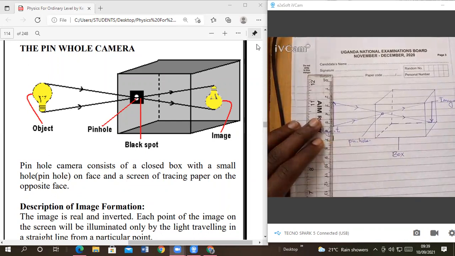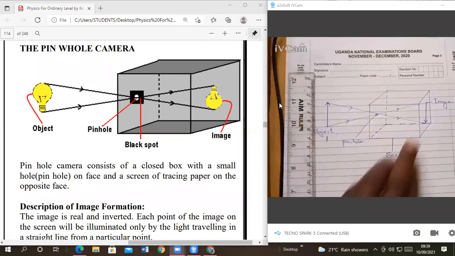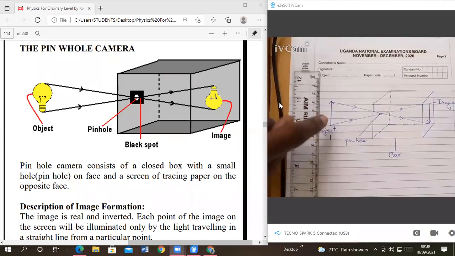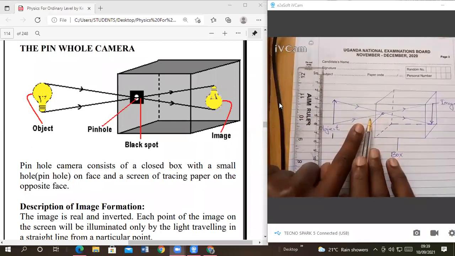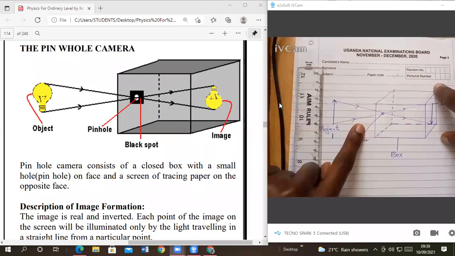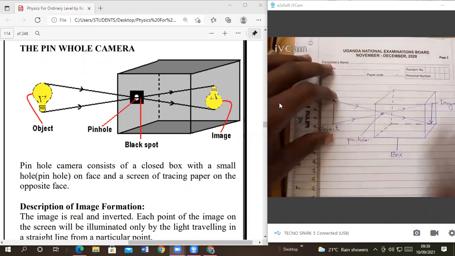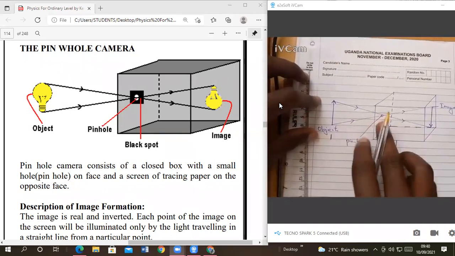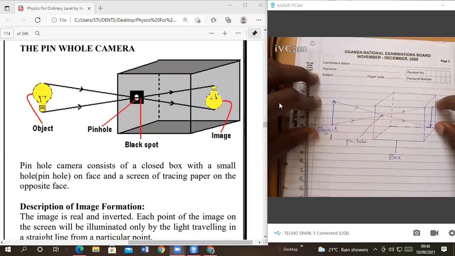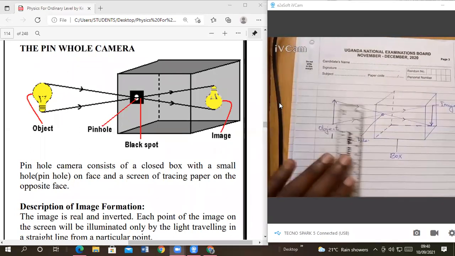That means that the image has to be smaller. We shall look at that one. The size of the image depends on the position of the object, okay? So if the object is close to the pinhole, the image formed here is going to be bigger. But if the object is far away from the pinhole camera, the image formed here is going to be smaller, okay? We shall see that.